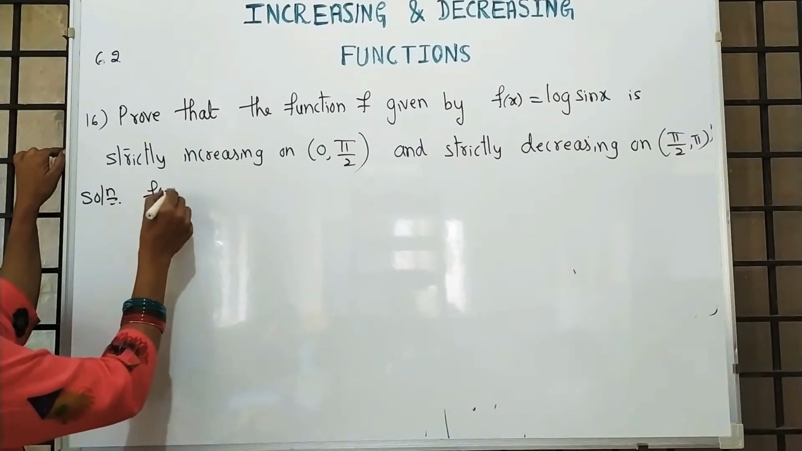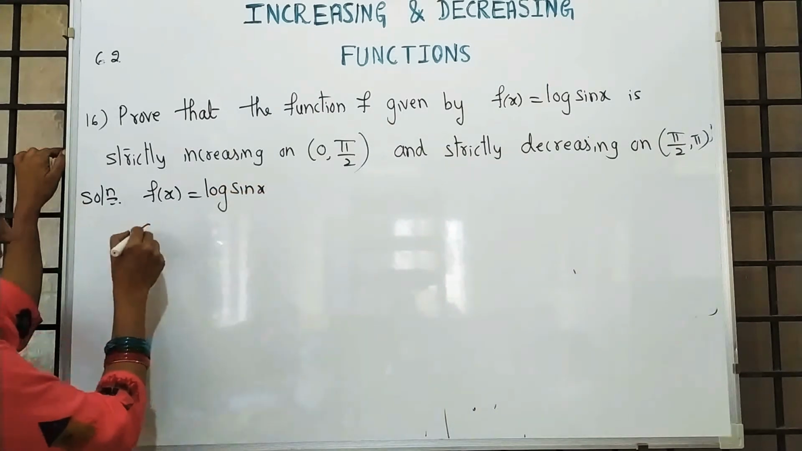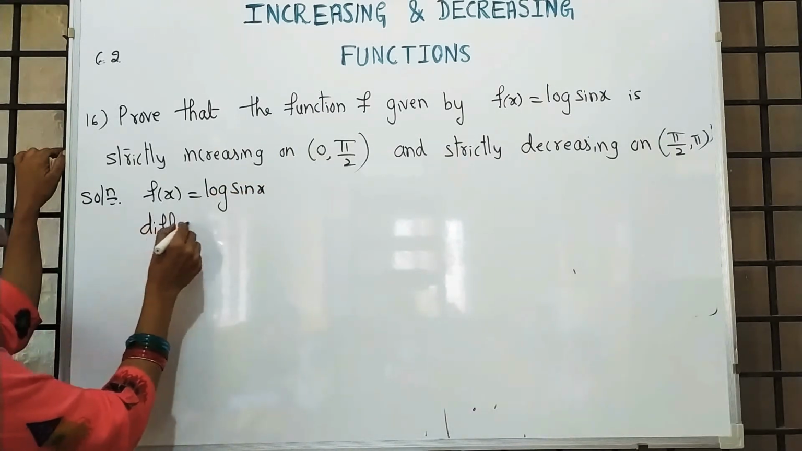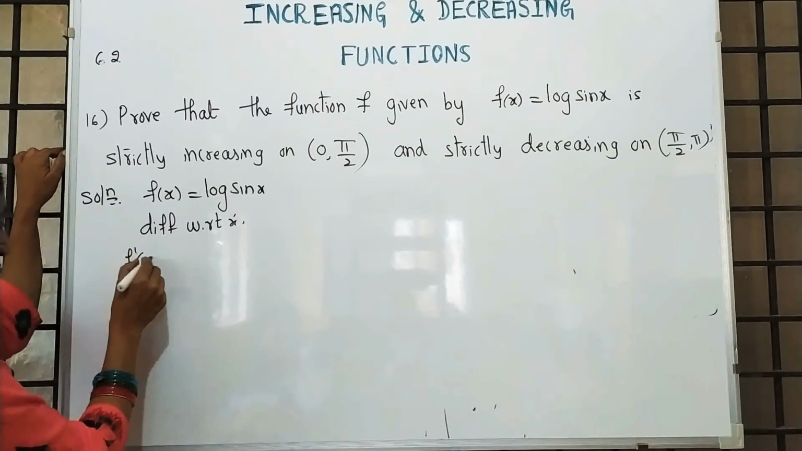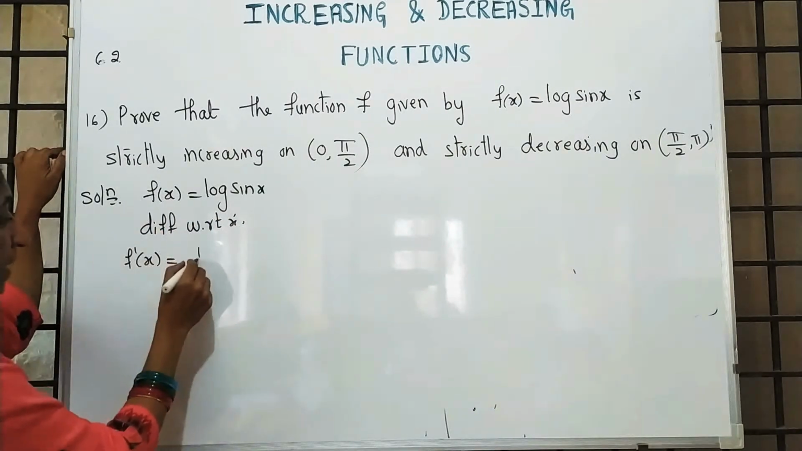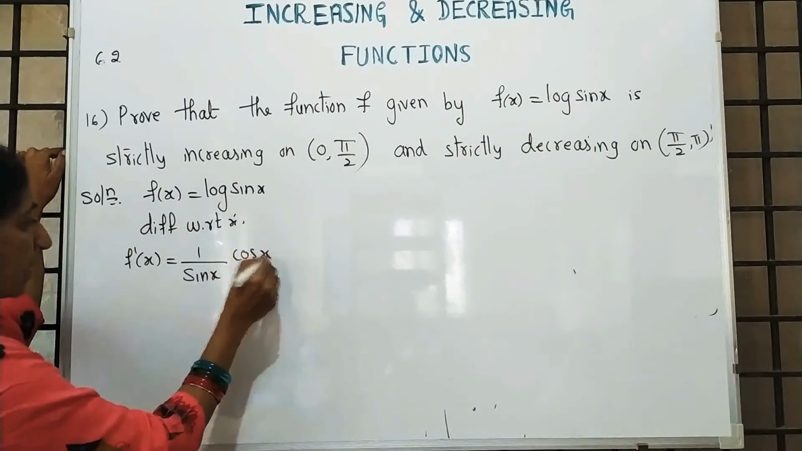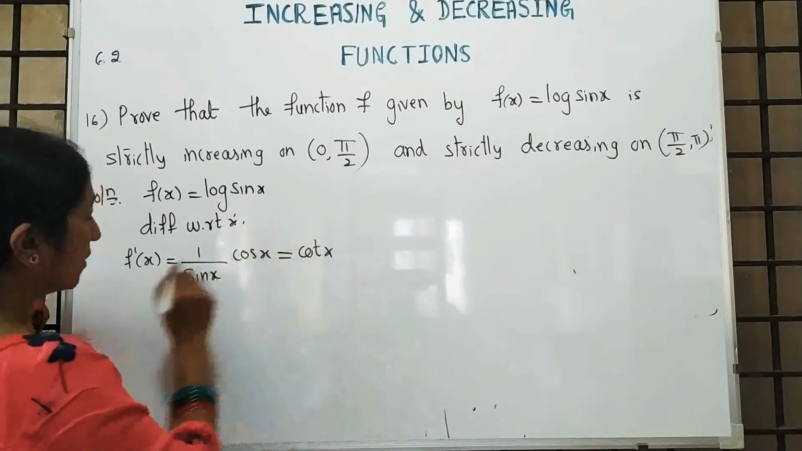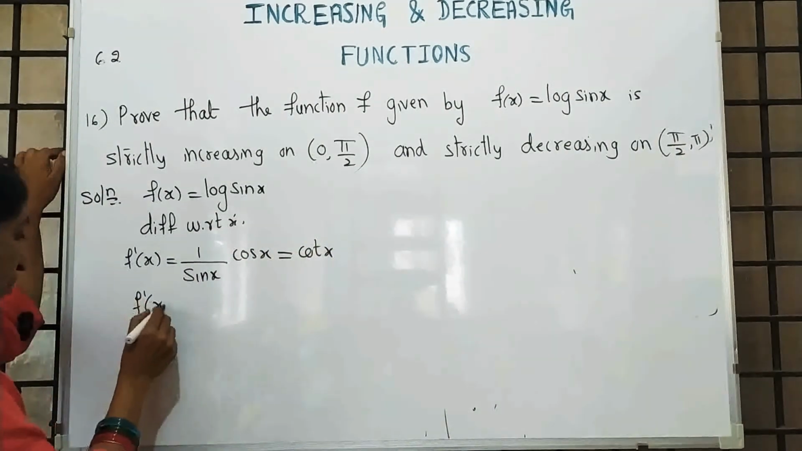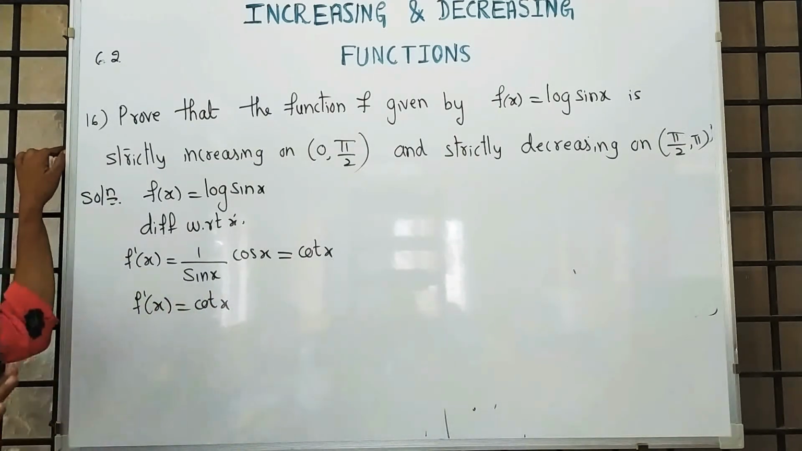f of x is equal to log of sin x. Differentiating with respect to x, f dash of x is 1 by sin x into the differentiation of sin x, which is cos x. Totally we got cot x. The first derivative is cot x, and here no need to find the interval because it is already given.